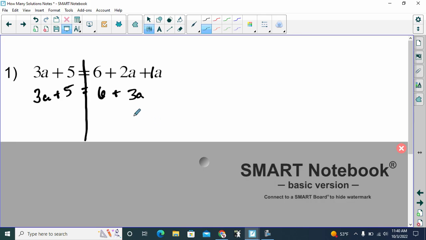Move all your a's over to the same side. Subtract 3a from both sides. Cancels. Cancels. I get 5 equals 6. 5's not equal to 6 ever. No solution.